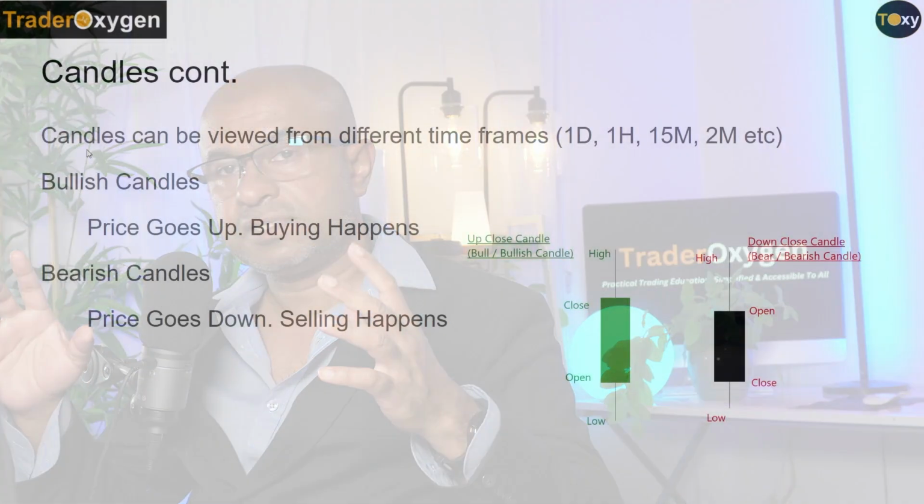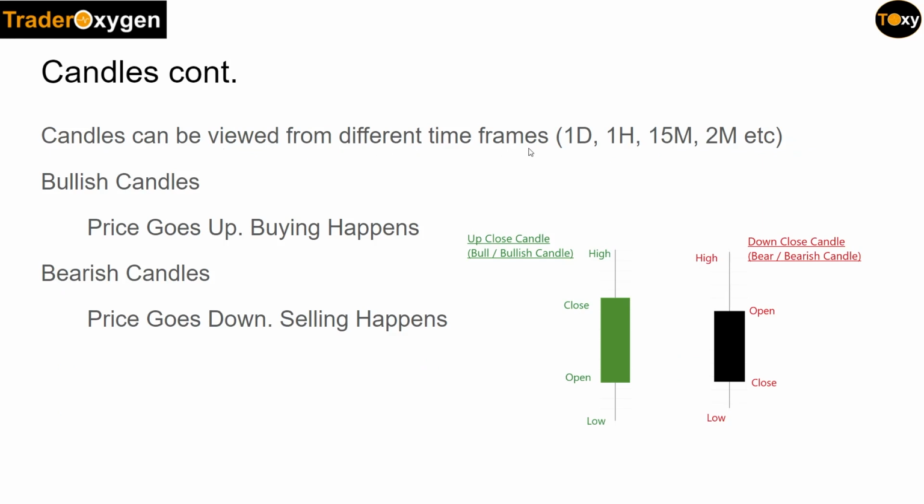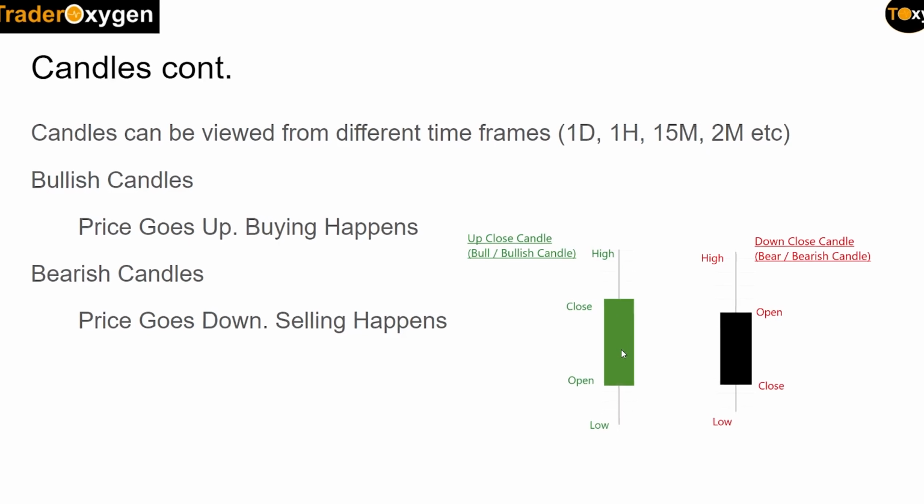Okay, now let's look at the concept of viewing candlestick charts from different time frames. Candles can be viewed from different time frames. So maybe this is a daily candle. That means on a particular day, the price opens and then the price might have slightly gone down, but then gone up and closed as an up close. So this can represent the price points of a single day.